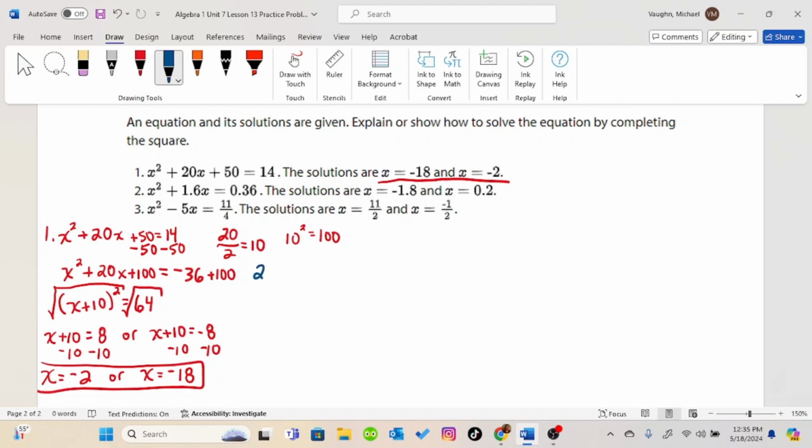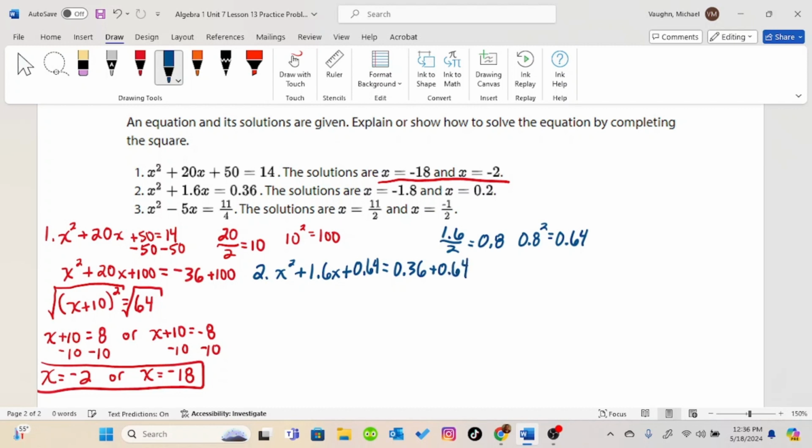In number 2, we have x squared plus 1.6x equals 0.36. We take the 1.6 and we divide it by 2, and we get 0.8. Then we take 0.8 and we square it, and we get 0.64. So we're going to add 0.64 to both sides.